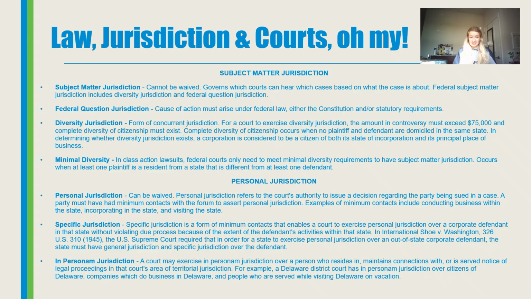Diversity jurisdiction is a form of concurrent jurisdiction. For a court to exercise diversity jurisdiction, the amount in controversy must exceed $75,000 and complete diversity of citizenship must exist. Complete diversity of citizenship occurs when no plaintiff and defendant are domiciled in the same state. In determining whether this exists, a corporation is considered to be a citizen of both its state of incorporation and its principal place of business, which we will be expanding on because there are some very conflicting definitions, which may get a little bit confusing.